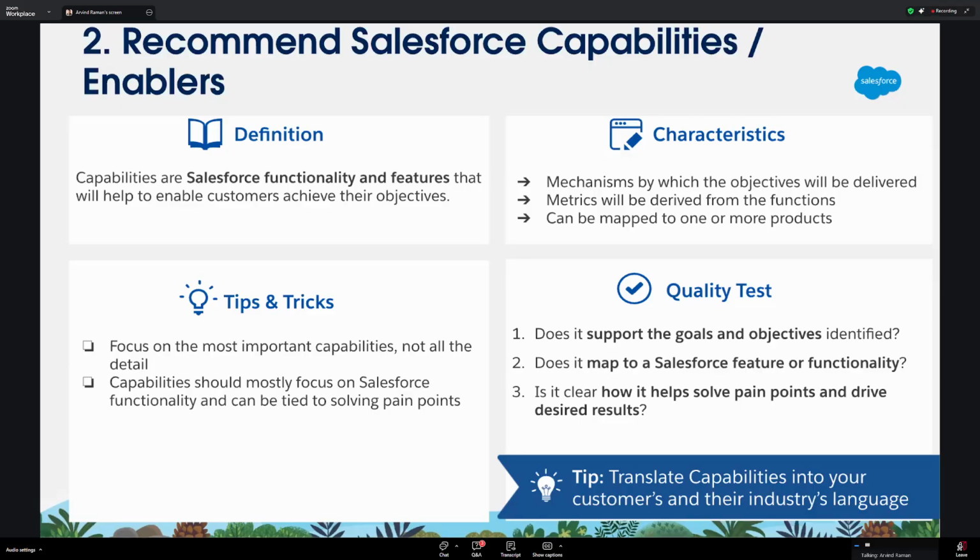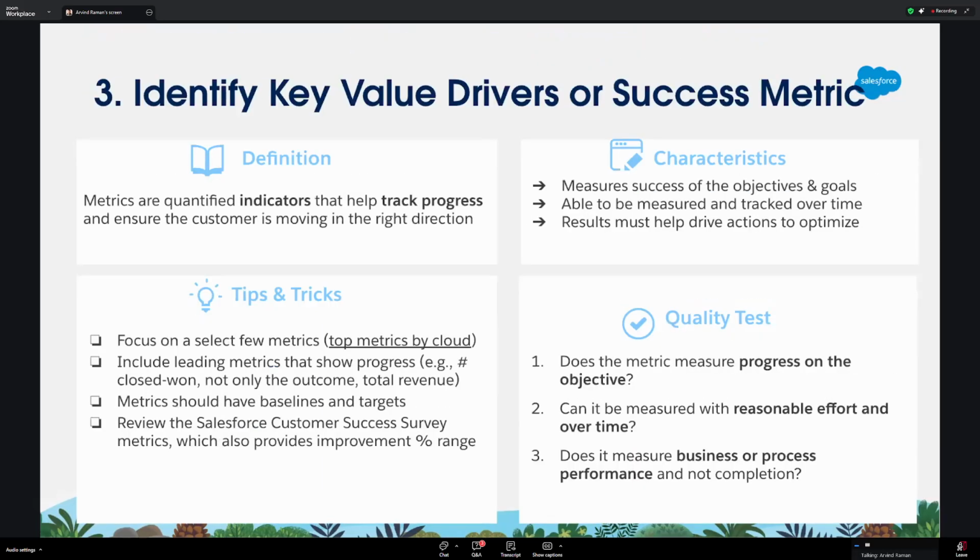If you say that I'm trying to get more intelligent insights, does the calculated insight map to a Salesforce feature, right? So that's sort of the mental model I want you guys to think through. And then last but not the least, how do you define your success metric, or what are those key value drivers?